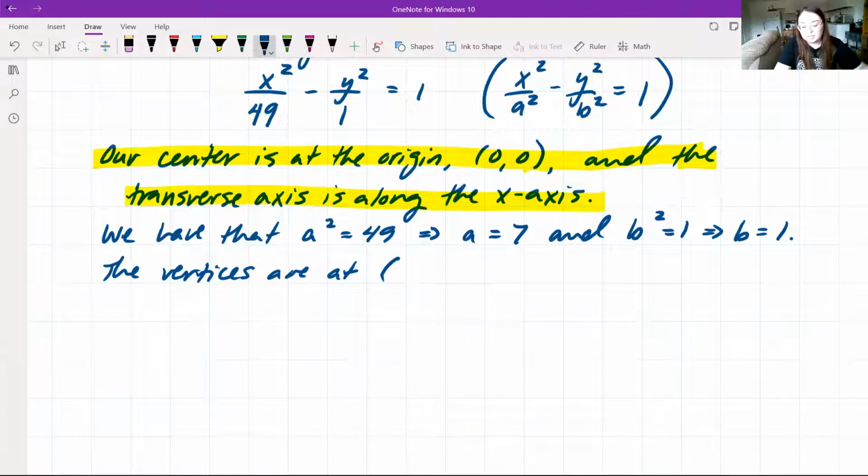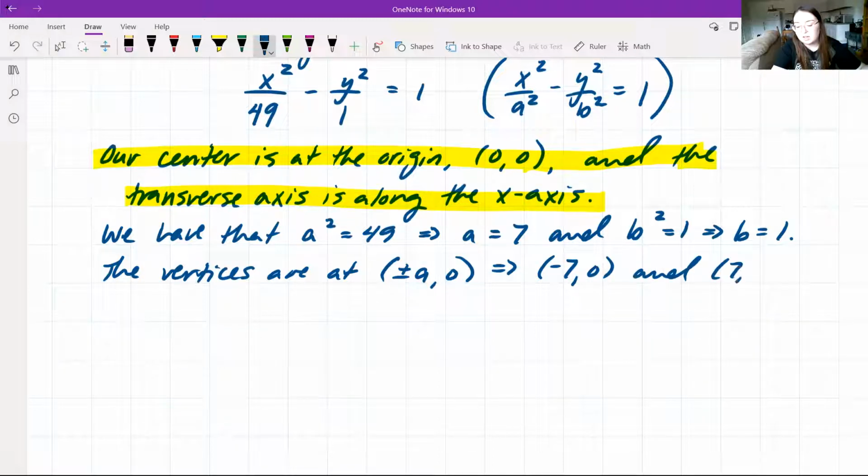are going to be at plus or minus a, 0, plus or minus a in the x value spot, since our transverse axis is along the x-axis. If it were along the y-axis, remember our vertices would be found at 0, comma, plus or minus a, so we would switch them for the different axes. But our vertices are going to be at plus or minus a, comma, 0. We know that a is 7, so this means that our vertices are going to be at negative 7, comma, 0 and 7, comma, 0. So we found our vertices.